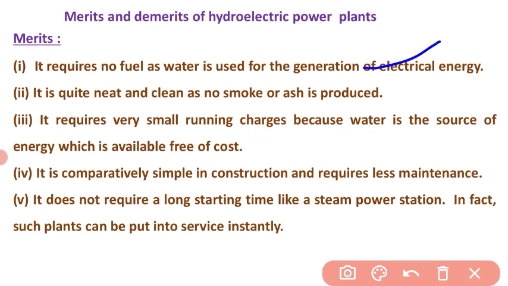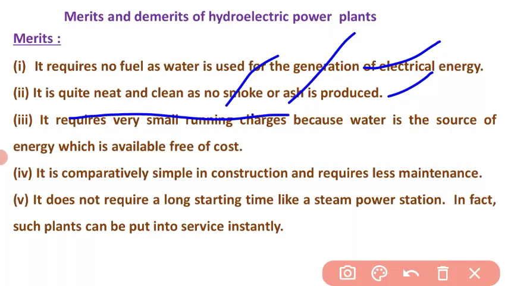It is quite neat and clean as no smoke or ash is produced. If you compare with thermal, after burning the coal, ash will be produced and we will get smoke. But in a hydropower plant, it is clean because no smoke and no ash is produced.